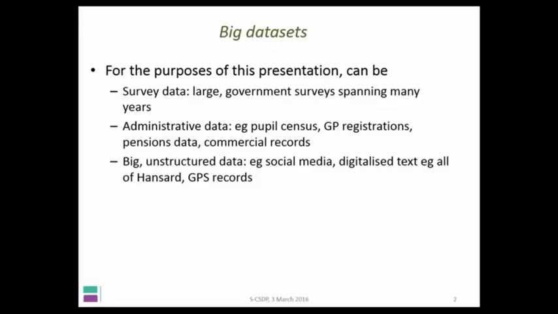Or, for example, GPS records. There are now people using GPS records to track, for example, where potholes are in roads, or to track cycle routes taken by people using bikes in particular cities.